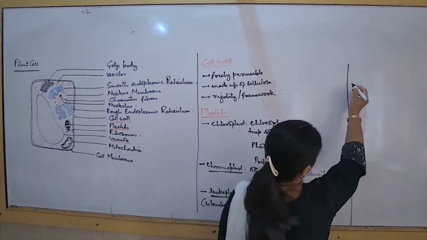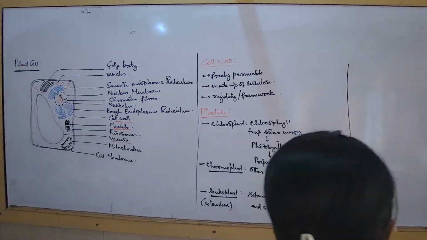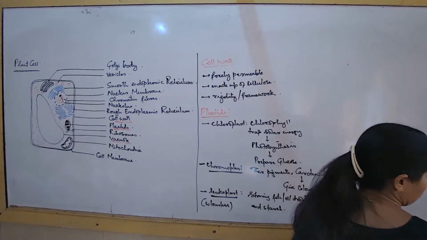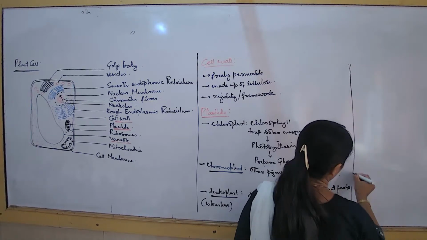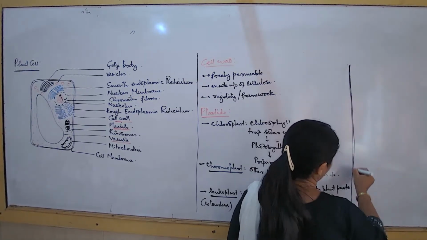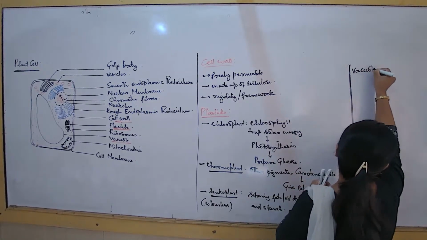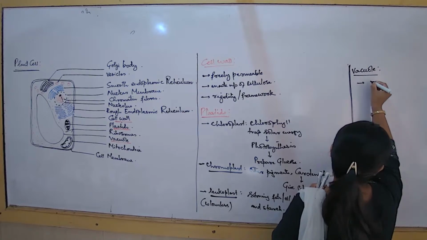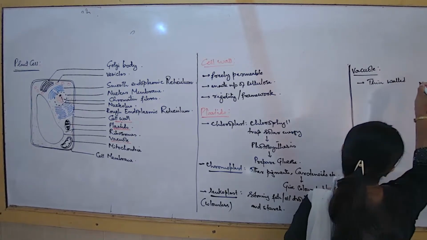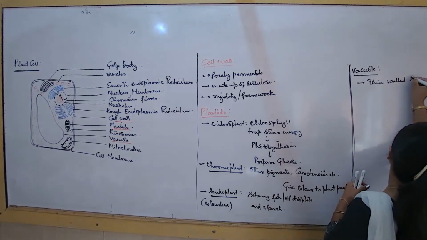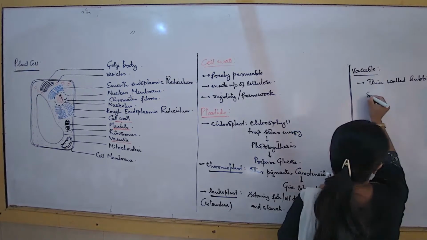So what are the functions of the leucoplast we come across? Nothing to do with any coloring, but their functions are absolutely different set of functions. They help in certain storage functions. Next, we talk about the vacuole. What is this vacuole containing? It is a thin-walled, bubble-like structure.